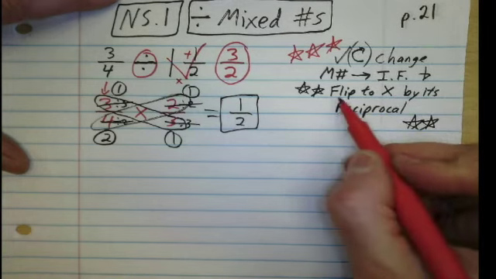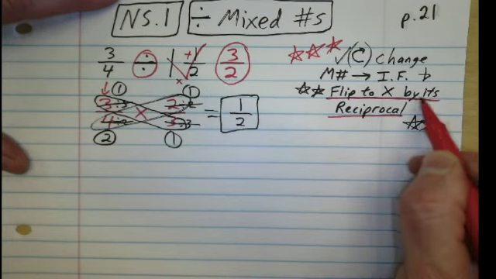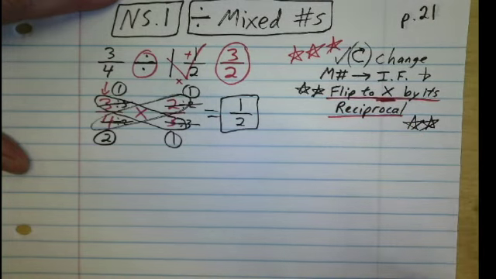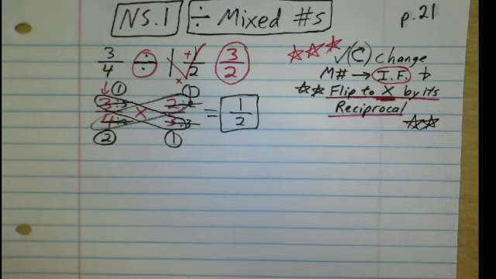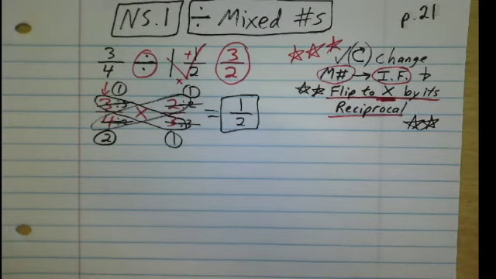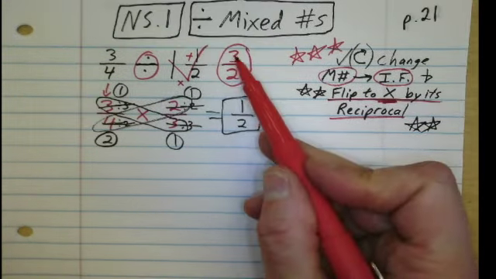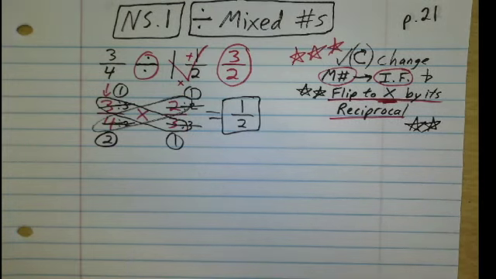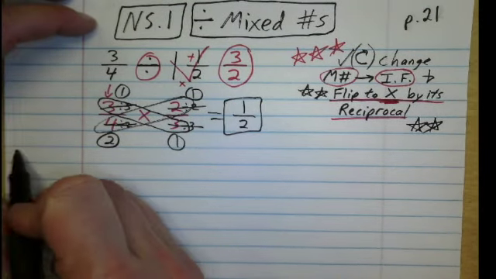A lot of people don't flip it to its reciprocal when they're multiplying. They try to multiply just the improper fraction. So you change the mixed number to improper fraction, and then you need to remember to take the 3/2 and flip it to 2/3. So let's do some examples of those.